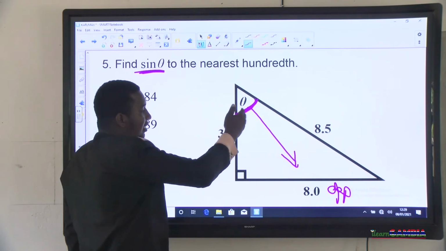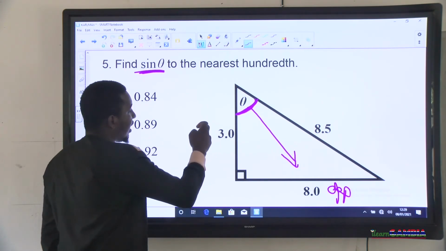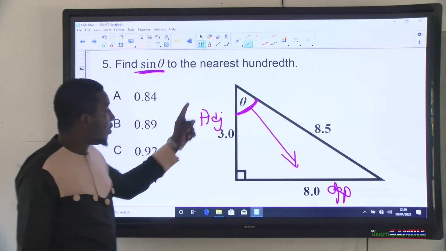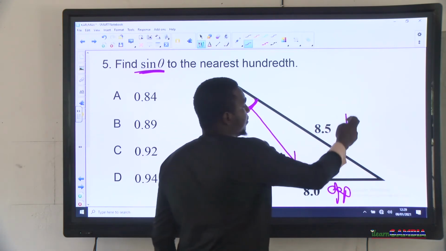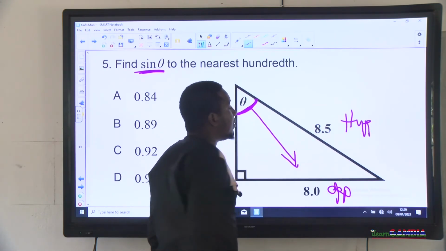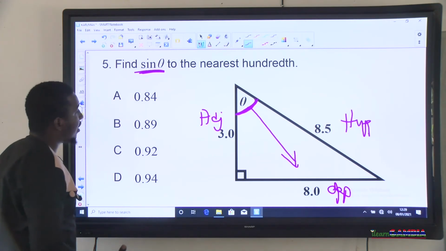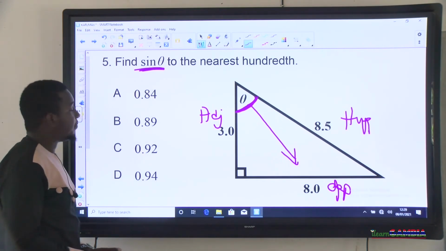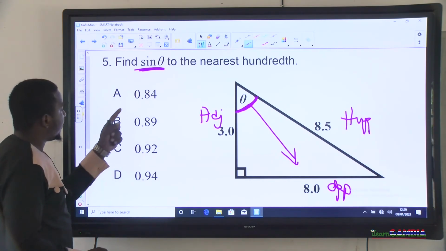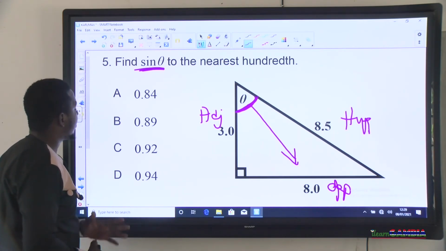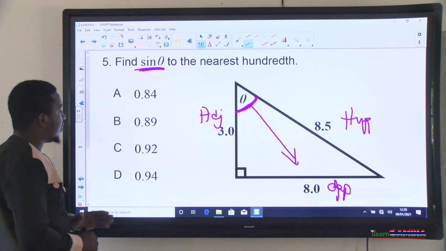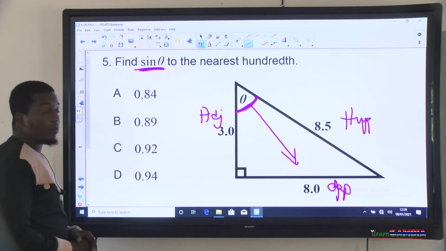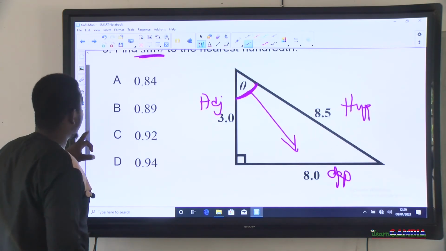The side that is adjacent to the reference angle is referred to as the adjacent. That is the side that measures 3.0. And then the other side, the longest side, is going to be the hypotenuse, which measures 8.5. We are asked to find the sine theta. The options given to us: A is 0.84, B we have 0.89, C we have 0.92, and D we have 0.94. So we are going to calculate and see which option is correct.